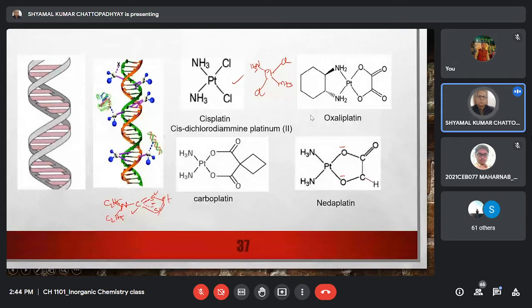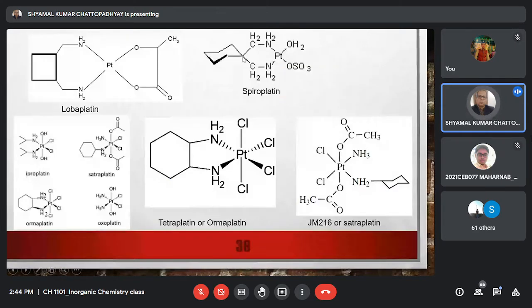Here you find that in the 1 position of the cyclohexane there are 2 methylamine groups, CH2NH2, CH2NH2. So cyclohexane 1,1 dimethylamine, and the anionic group here is 1 sulfate group acting in a monodentate fashion, and 1 water. So sulfate, since it has a 2 minus charge, satisfies the +2 charge of the platinum.